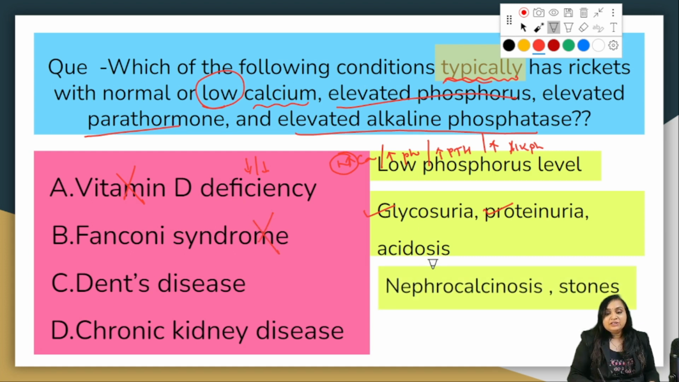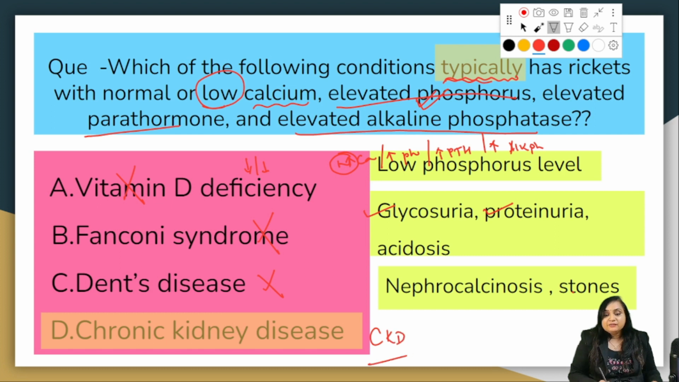Dent disease is a condition in which we have nephrocalcinosis, hypercalciuria, stones and many other symptoms, which are also not a part of this scenario. So this is also out. Now we have elevated phosphorus. We have discussed that whenever we have increased serum phosphorus as well as reduced urinary phosphate, CKD or renal osteodystrophy has to be kept in mind. So the correct answer is option D, chronic kidney disease.